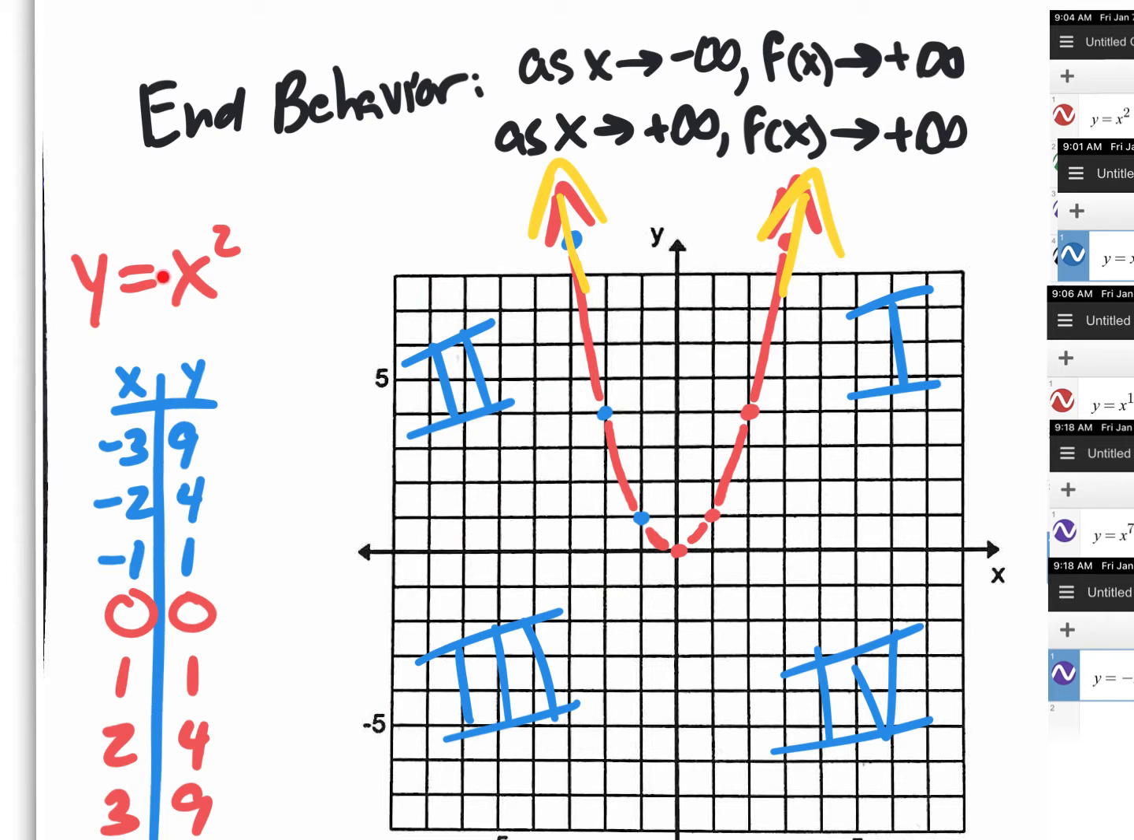Now, what if I were to put a negative sign? What if the leading coefficient was negative? What would happen to this parabola? It would open down. So the end behavior would no longer be up here. It would be down here, right?